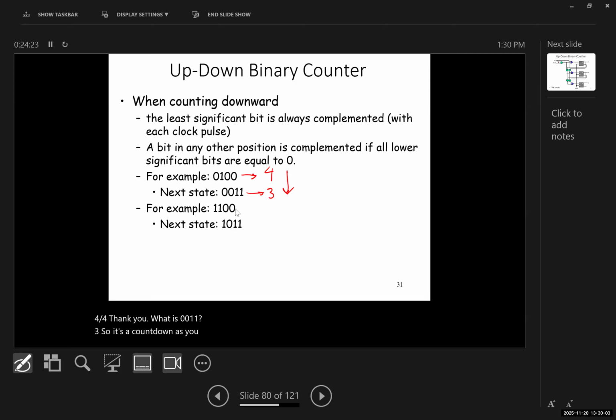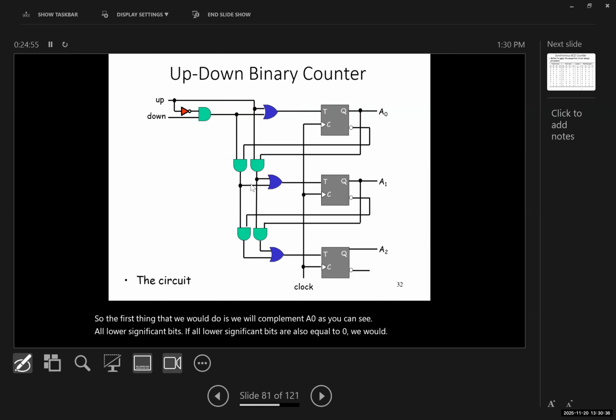And what is 1, 1, 0, 0 equal to? Again, 1, 0, 1, 1, 11. So a countdown system. So the first thing that we would do is we will complement A0, as you can see, and then if all lower significant bits are also equal to 0, we would complement them. And this is an up-down binary counter.